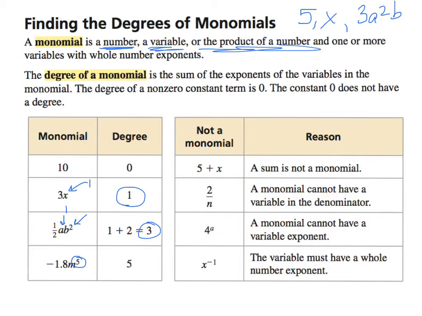So let's go over things that are not monomials. 5 plus x. Well, 5 is a monomial and x is a monomial, so that's 2. So that's just the sum of 2 monomials, which is not a monomial. 2 divided by n. A monomial cannot have a variable in the denominator, so therefore this is not a monomial. A monomial cannot have a variable as an exponent, and a variable must have a whole number exponent. So these would be examples of not monomials.